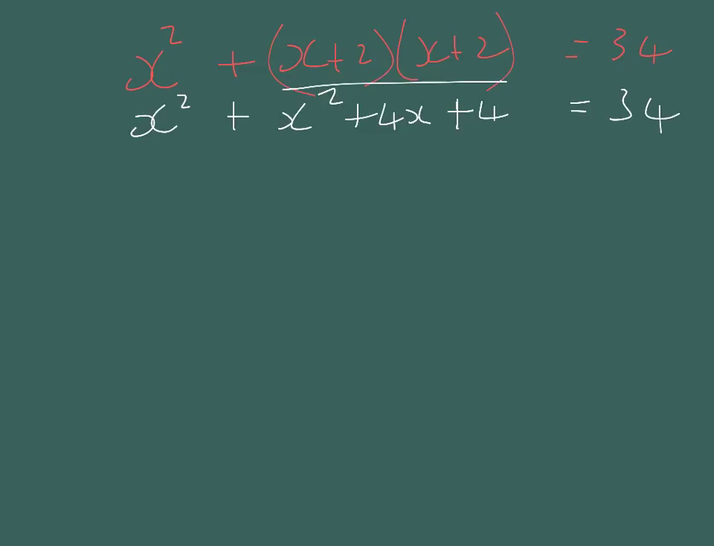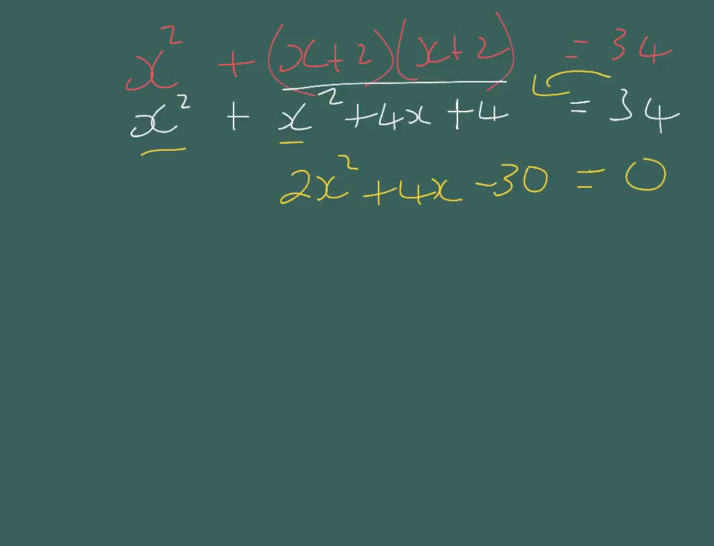Now we're going to collect our like terms, and we're going to put the 34 over that side. Because it's a quadratic, it must equal 0. So the 2x squareds, these two here, that's 2x squared, and then we've got plus 4x, and then if we bring the 34 over, we've got to subtract it, so therefore that's minus 30. So that's the next line of the equation.